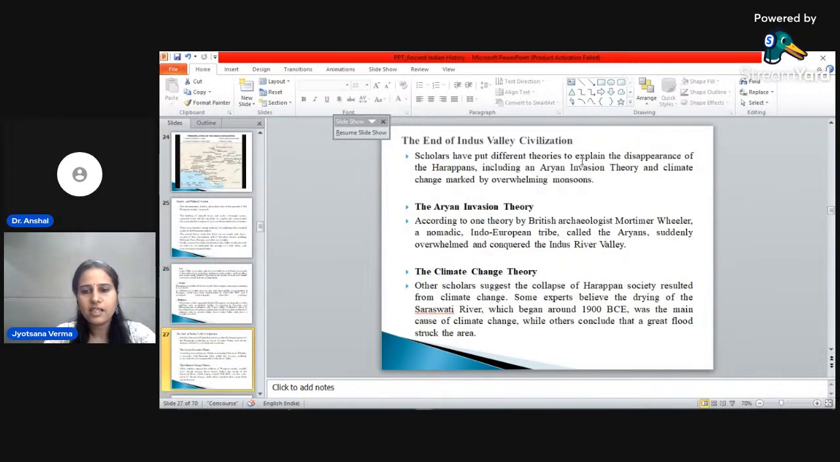The next theory was the climate change theory. Scholars suggest that the collapse of Harappan society resulted from climate change. Some experts believe that the drying of the Saraswati River, which began around 1900 BC, was the main cause of the climate change, while others conclude that great floods struck the area, basically famine and other natural calamities. So there are two popular theories for the decline of the Indus Valley civilization: first is the Aryan invasion theory and second is the climate change theory.